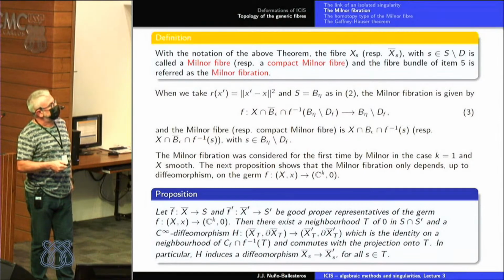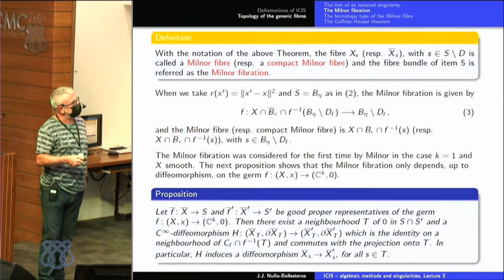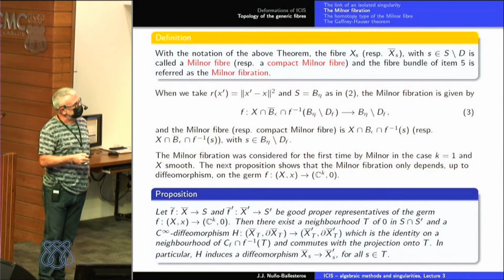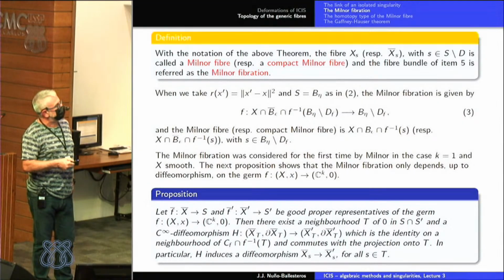Then there exists a neighborhood T of the origin in the intersection of S and S prime, and a C-infinity diffeomorphism, capital H, from the pairs associated with the neighborhood T, which is the identity on a neighborhood of the critical set, and which commutes with the projection onto the neighborhood T. In particular, this H induces a diffeomorphism between the fibers, between the compact Milnor fibers.